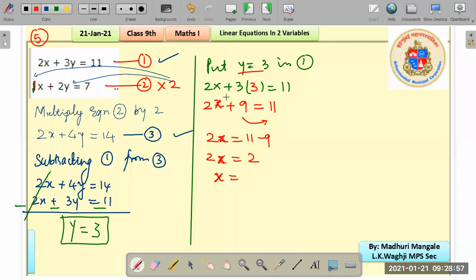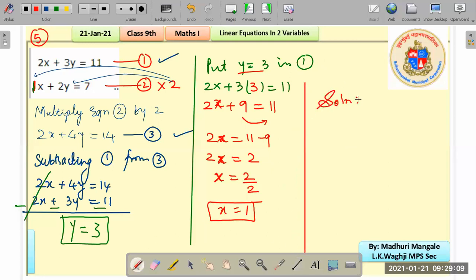2 is in multiplication. We move it to the other side. It becomes division. So 2 divided by 2, x is equal to 1. And then finally, we put it as a solution. We write it in x comma y format. So solution, x is 1, y is 3. So solution is 1 comma 3. I hope this is very clear and you are able to get the solutions or the answers right.